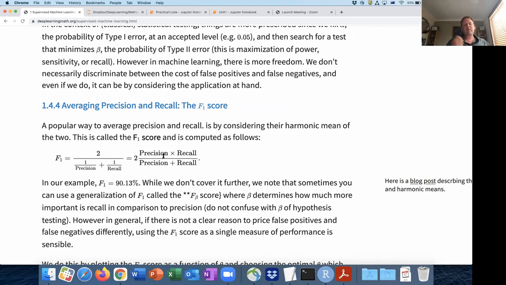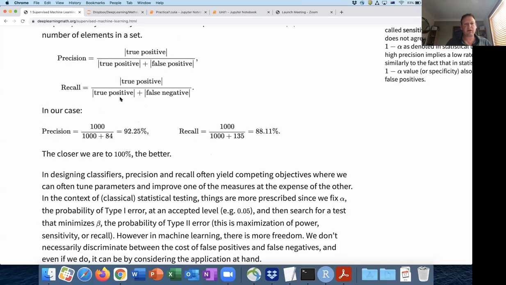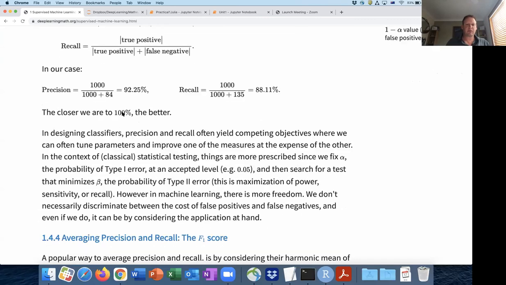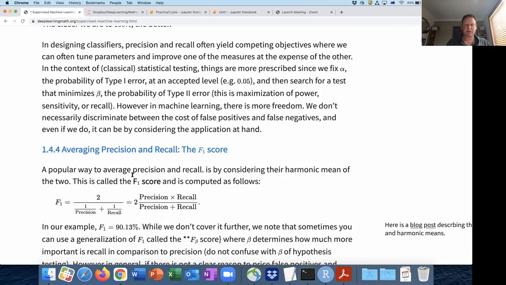So the F1 score is an average. It's not an arithmetic average. It's a harmonic average between the precision and the recall. We'll also see precision and recall in the practicals, which we do next.